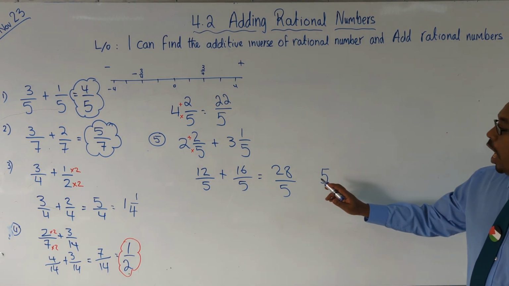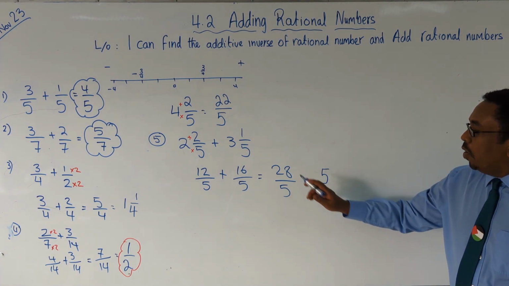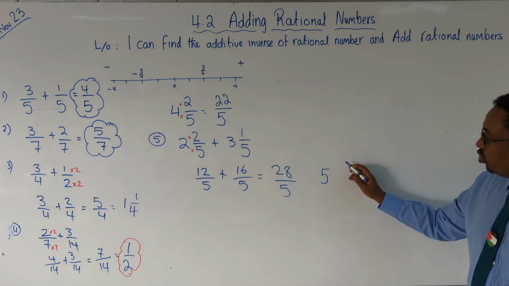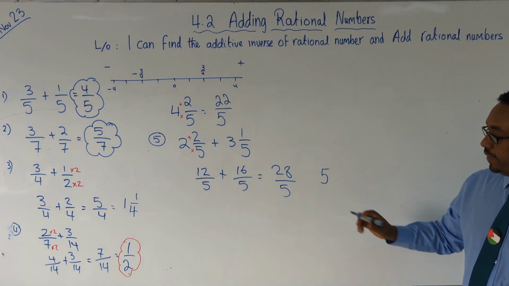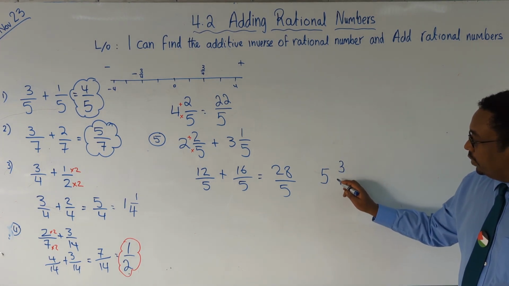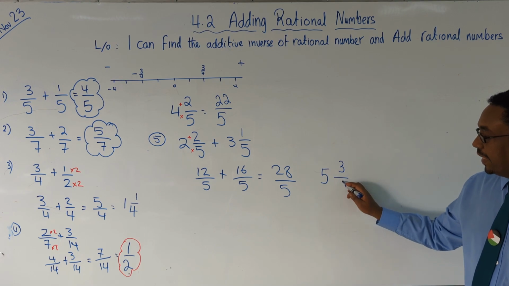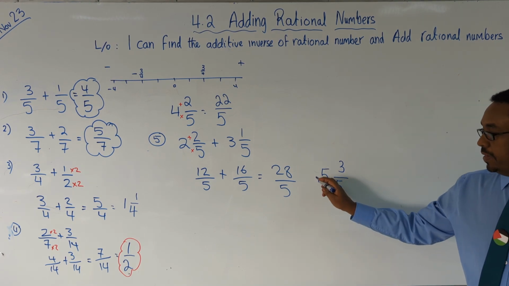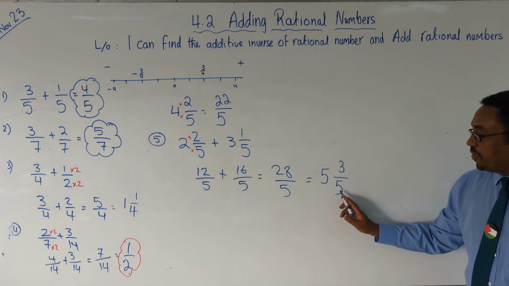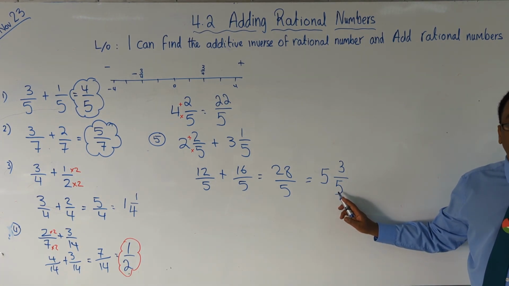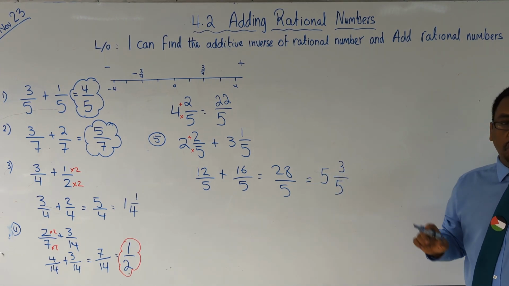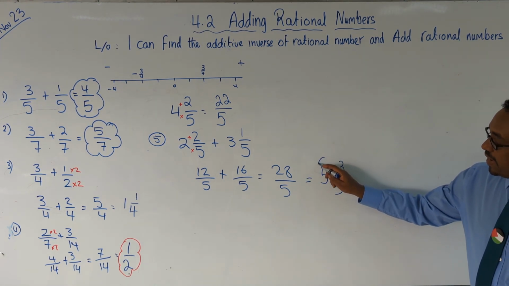And then what is the remainder? 3. 3 goes to the top. And then the denominator stays the same. Right? So we double check it. How do we check it? We say 5 times 5, 25. 25 plus 3, 28. The denominator doesn't change. So this will be our final answer.